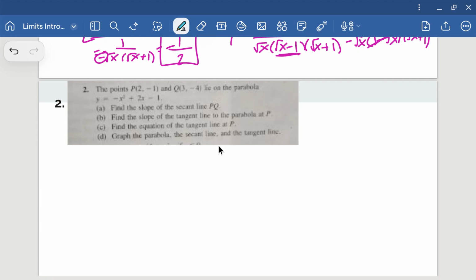Then they want us to find the slope of the secant line. If we're looking at the secant line, that is the line going between P and Q. So I'm just going to do that one first.